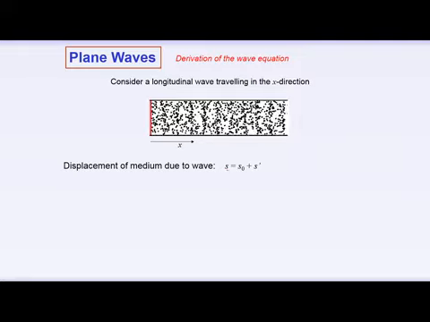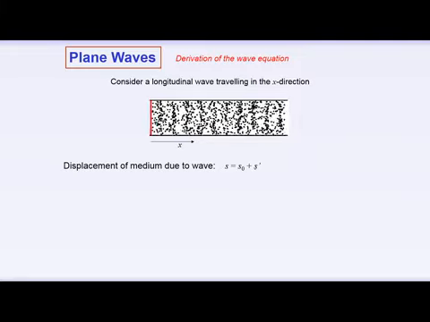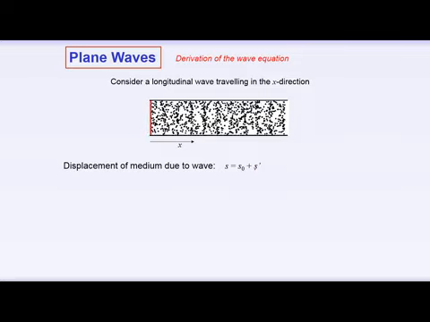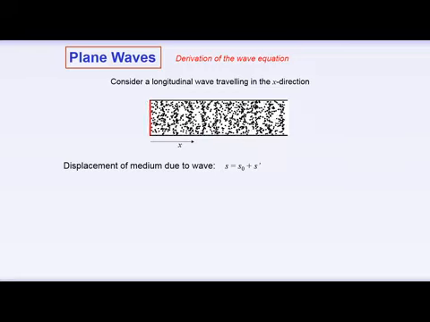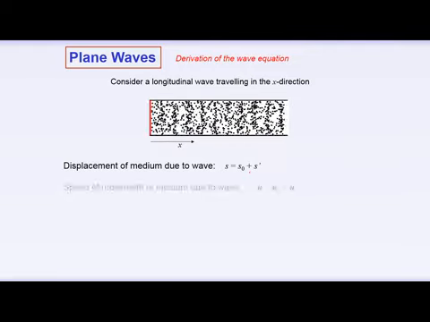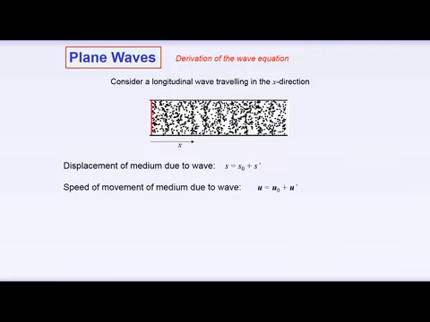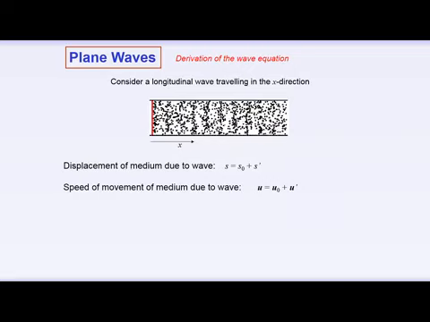So the displacement will be s, and there will be some mean displacement s naught plus some fluctuating displacement s prime. So if we look at any point in here, we can say that its displacement from the x direction is some mean value s naught, and then it's moving backwards and forwards a small amount s prime. We can also look at the speed of movement of the medium due to the wave. So again, if we focus on a point in here, we see that it's moving backwards and forwards.